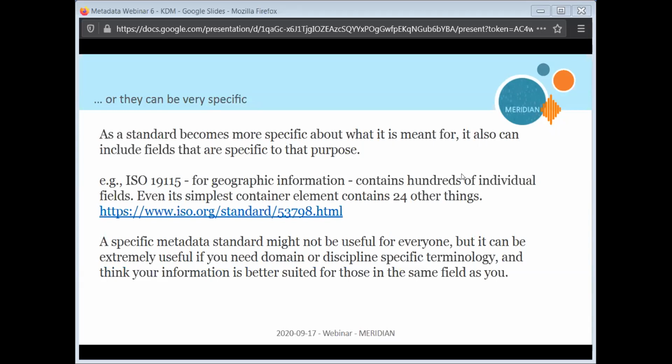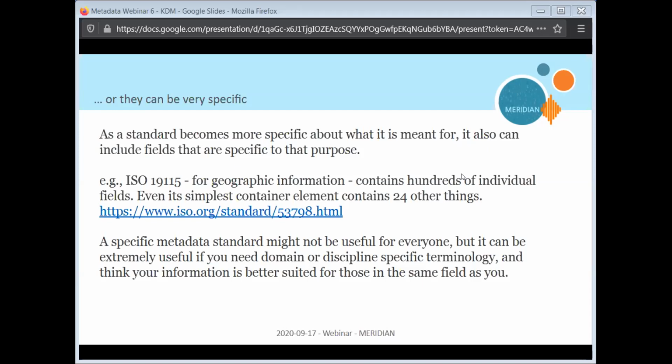And then we get into the really, really specific ones, normally about what they're meant for. As we get more specific, we can ask more specific questions about the data and things that really align with the purpose. So the example I go to, because it's one I'm very familiar with, is ISO 19115. Please don't buy this metadata standard because it's like 300 francs. I will just be talking about it. You don't need to download it or buy it. Maybe you'll want to later, but don't buy it because of me, please. ISO 19115 is for geographic information. It has hundreds of individual fields. Its simplest lower level container element, which is just talking about the people, well, it's talking about the metadata.